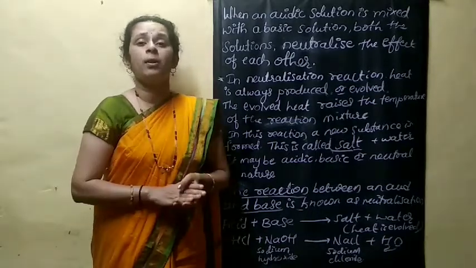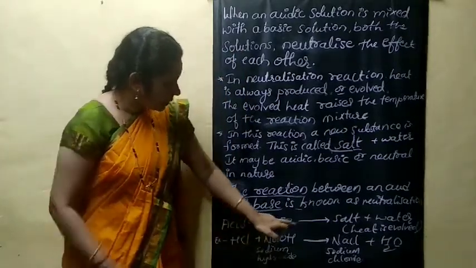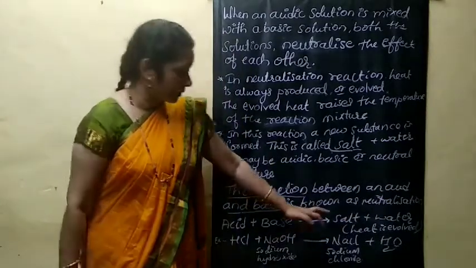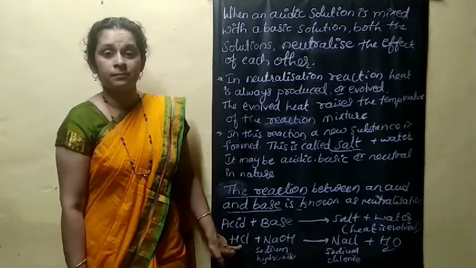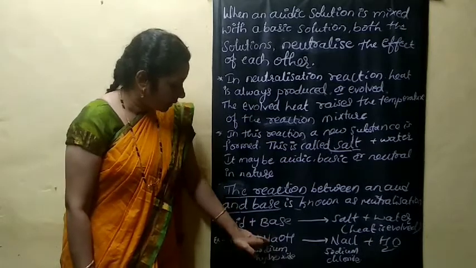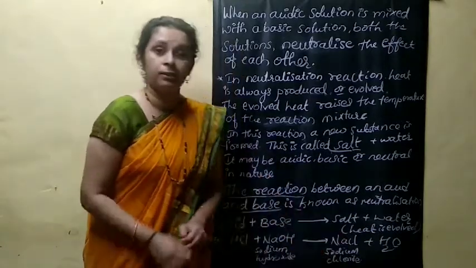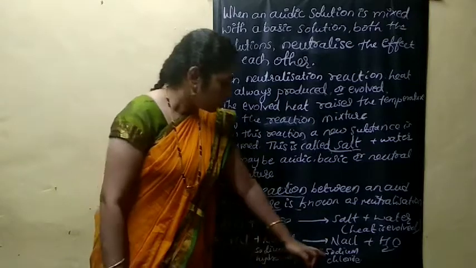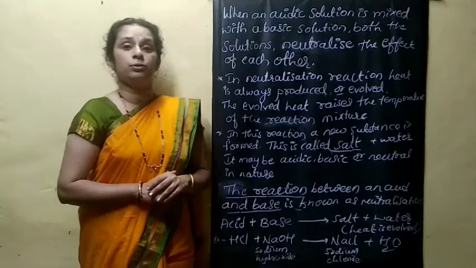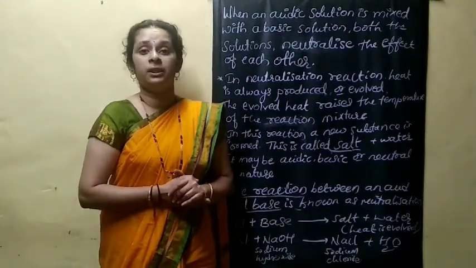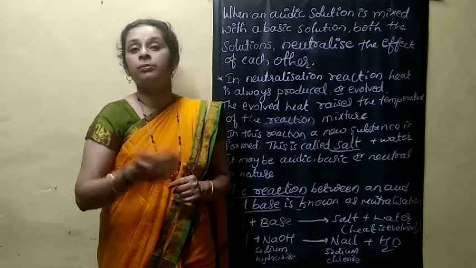A very good example of neutralization reaction is the experiment we discussed: acid plus base gives salt and water. During the neutralization reaction, salt and water are produced. Example: acid is HCl, hydrochloric acid, which reacts with base, sodium hydroxide NaOH, and forms NaCl and water. You know that common salt NaCl, chemical name sodium chloride, and water is produced. Along with the water, heat is evolved during the neutralization reaction.